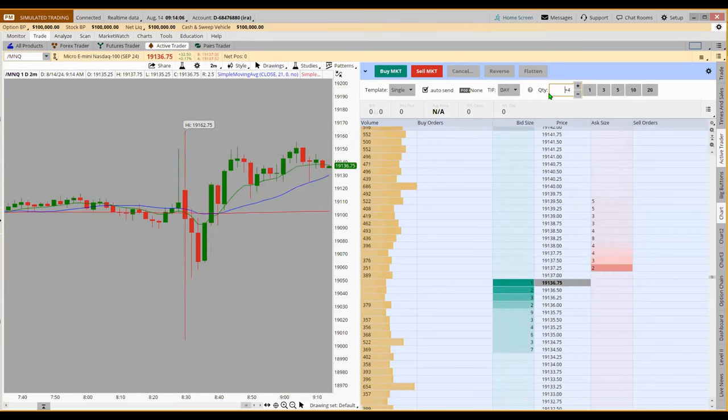Then we have GC. GC pulling back. Like I said, GC is a little bit wobbly right now. Yes, it's in a really nice uptrend. I have it for a swing in GLD. I'm not going to get into GC futures. Still very extended, still very choppy, sideways so far, breaking a little bit the support here.